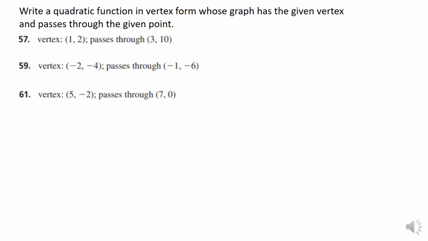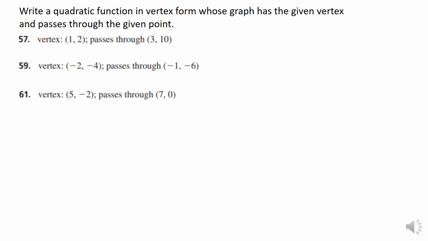Okay, so one of the hardest things that kids do in this is these kind of problems, and there's a few of these on your homework, so I wanted to go over them really quick. Write a quadratic function in vertex form whose graph has the given vertex and passes through the given point.